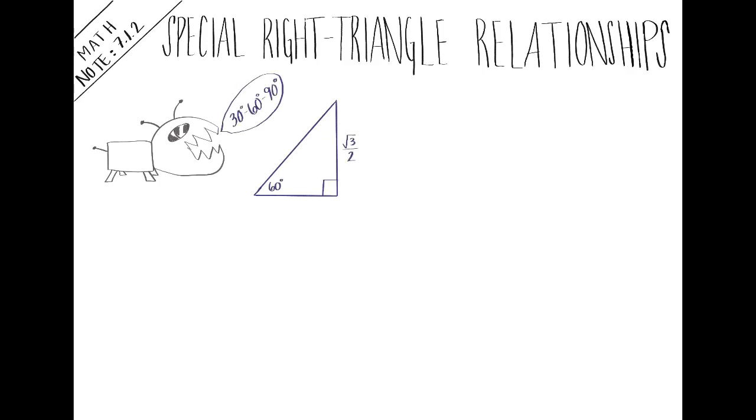So we have the 30, 60, 90. Opposite the 60-degree angle, we have radical 3/2. Opposite of the 30-degree angle is 1/2, and the hypotenuse is always 1.